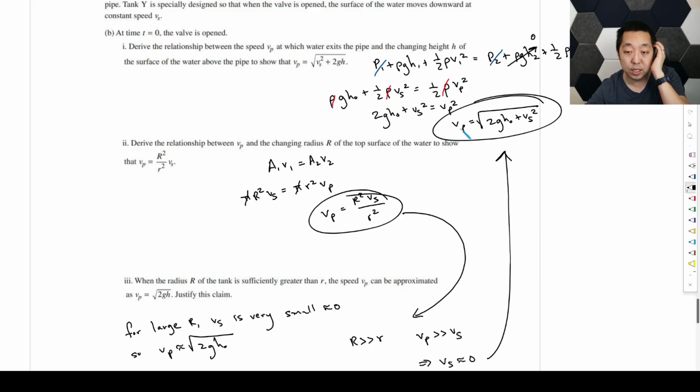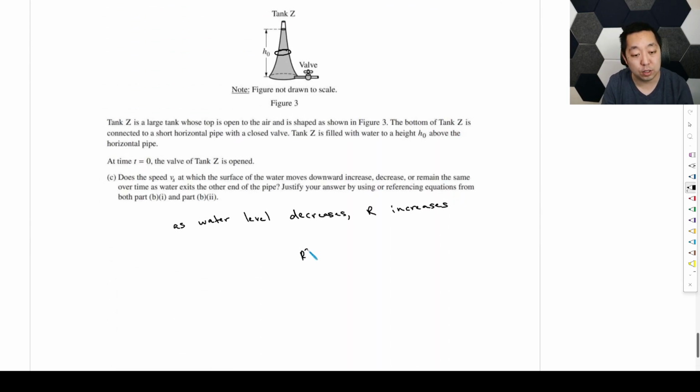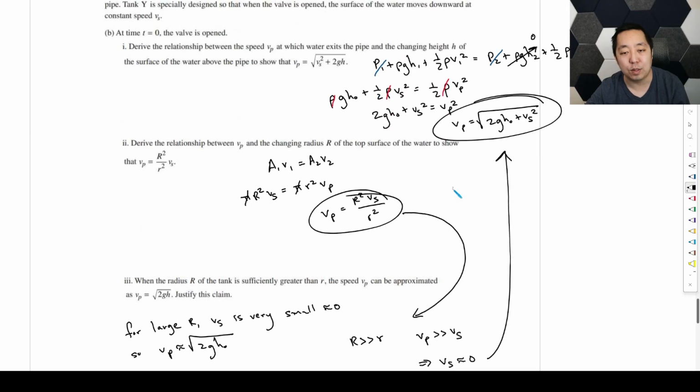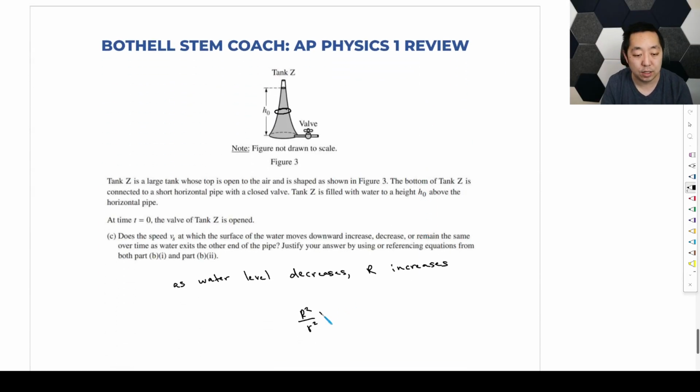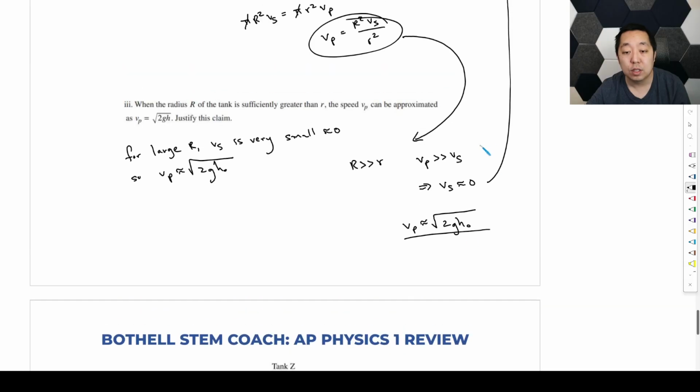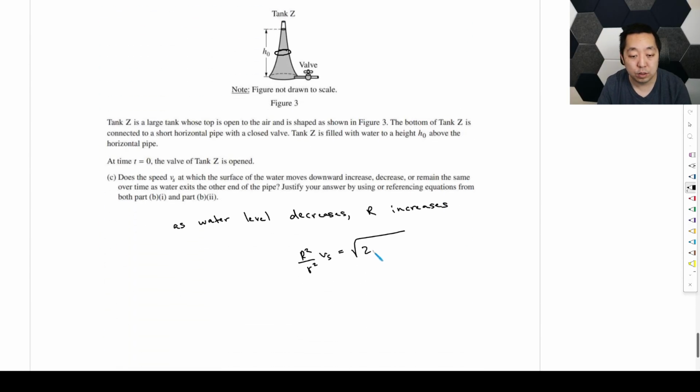So probably the easiest is if you set them equal to each other, to be honest. So big R squared over little r squared, because how's the vp going to change? But they're going to be the same, right? So that is going to equal the square root of 2gh0 plus vs squared. Ultimately, we want to solve for vs, so I'm going to move this vs to the other side. So big R squared over little r squared is going to be the square root of 2gh0 plus vs squared, divided by vs squared. I moved it into the square root.